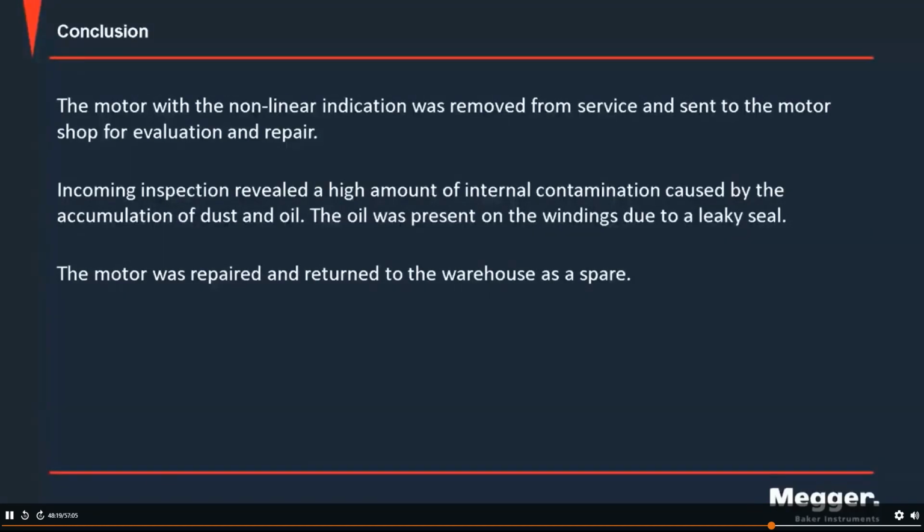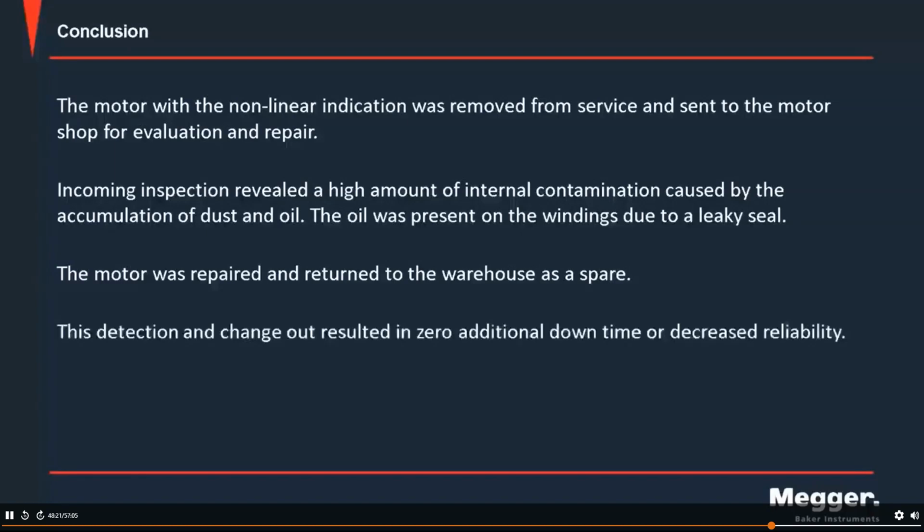So the motor was repaired, returned to the warehouse. They didn't have any downtime caused by that condition. They found it early. What a great story for those guys.